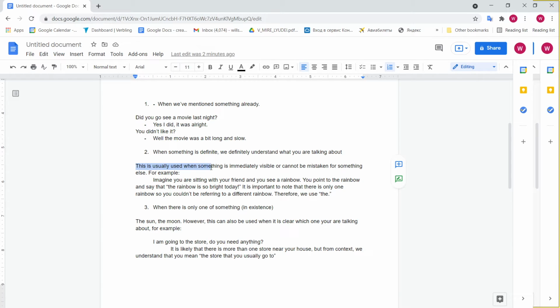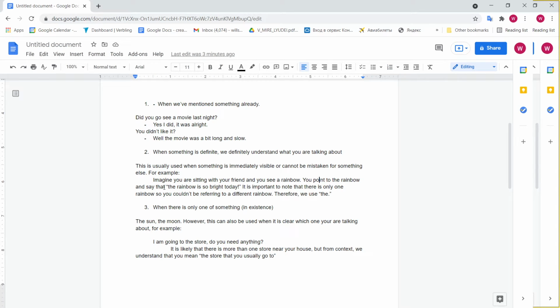So this is usually used for something that is immediately visible or cannot be mistaken for something else. So for example, imagine you are sitting with your friend and you see a rainbow. You point to the rainbow. Again, we have the here because we've already referred to rainbow. So here's an example of this, yeah.